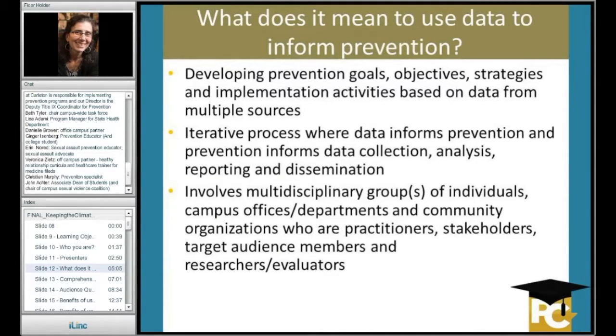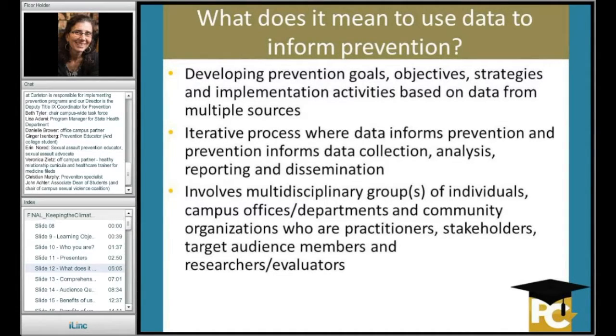So for me, what it means to use data to inform prevention is really developing prevention goals, objectives, strategies, and implementation activities based on data from multiple sources. And I'm really excited to share with you some of the multiple data sources that I've used, and I'm really excited to hear the ones that you've used as well.